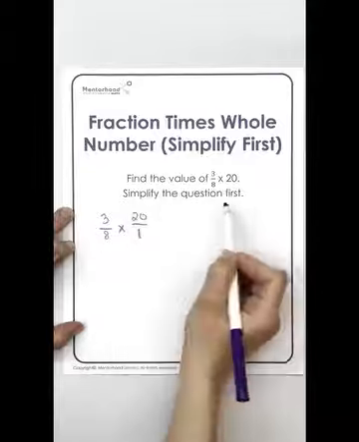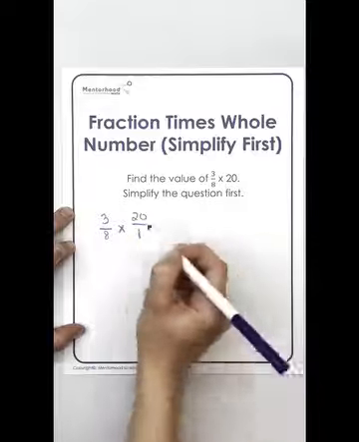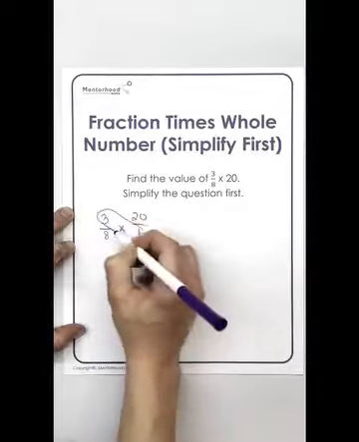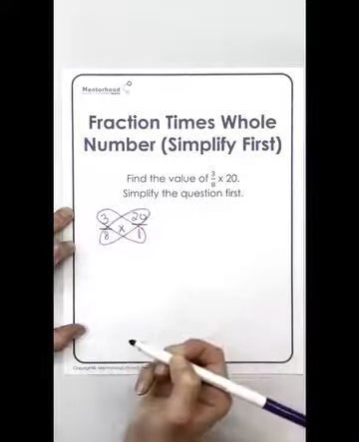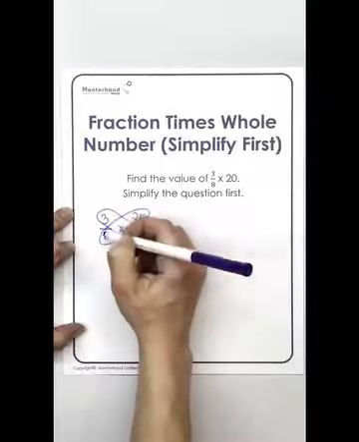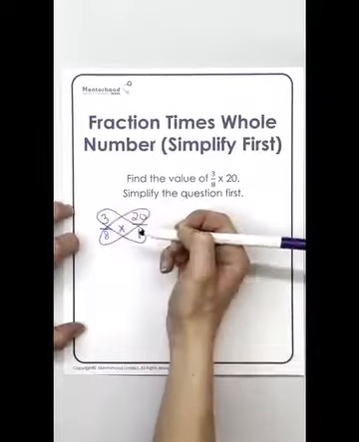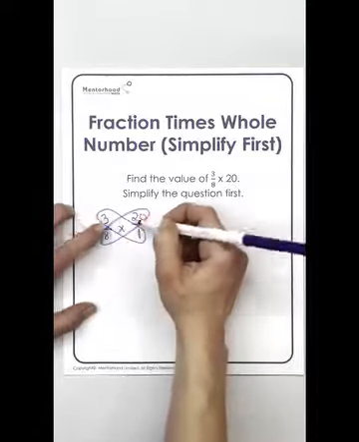Now what do we mean when we say simplify first? Well, there's a couple of things that we can look for. We can look for if there are any numbers that can be simplified across the fraction. And we can also look for if there's anything that can be simplified top and bottom. So if this was 4 over 8, 4 and 8 are both divisible by 4, so we could simplify that. In this case, 3 over 8 and 20 over 1, there's nothing divisible this way.